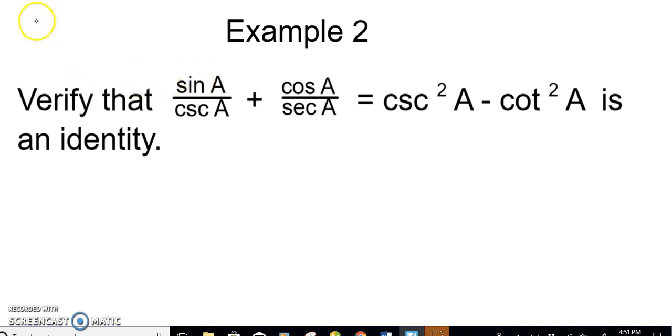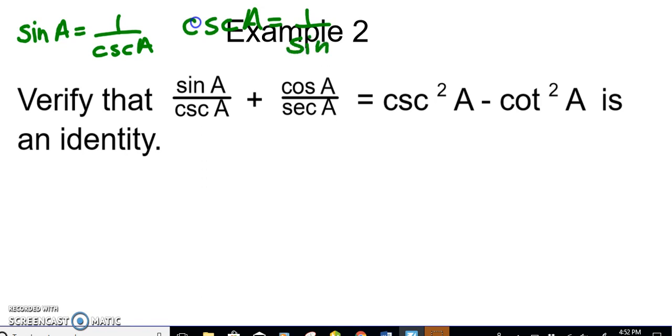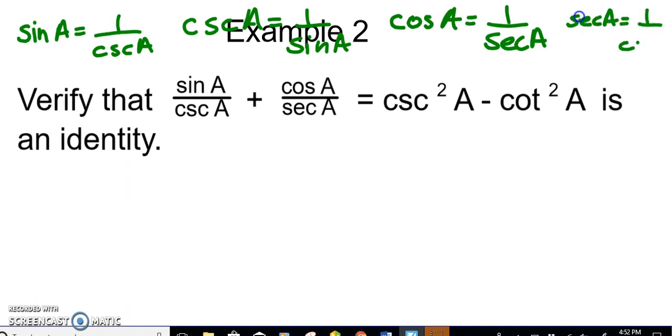And we know from our identities, sine A would equal 1 over cosecant A. We know cosecant A would be 1 over sine A. And we know cosine A is 1 over secant A. And we know secant A is 1 over cosine A. So we have all that information going on there.